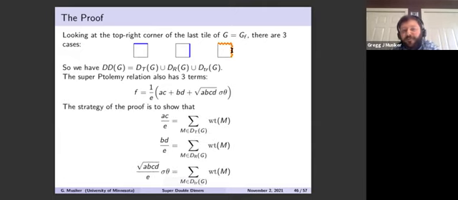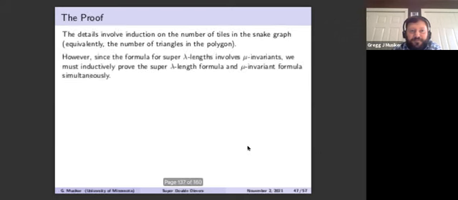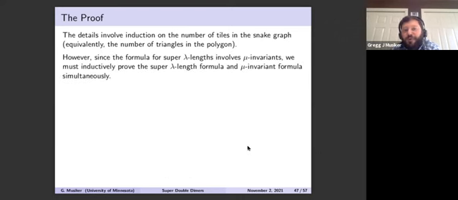And so in particular, the strategy of the proof is to show that each of these three terms are really these three separate generating functions. But the complication is that we do this proof by induction on the number of tiles in the snake graph, which is equivalent to the number of triangles in the polygon. But since the formula for super lambda lengths involves mu invariants, and the formula for mu invariants involves super lambda lengths, we must inductively prove them together in this double helix fashion simultaneously.